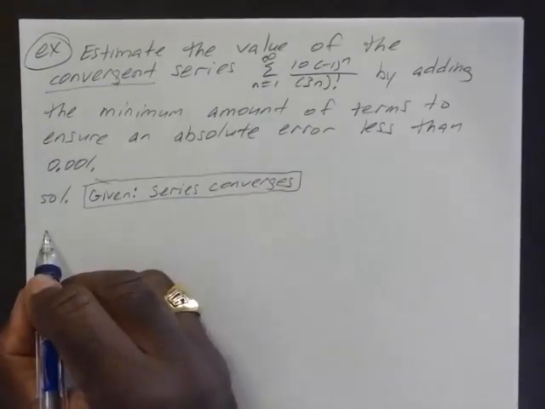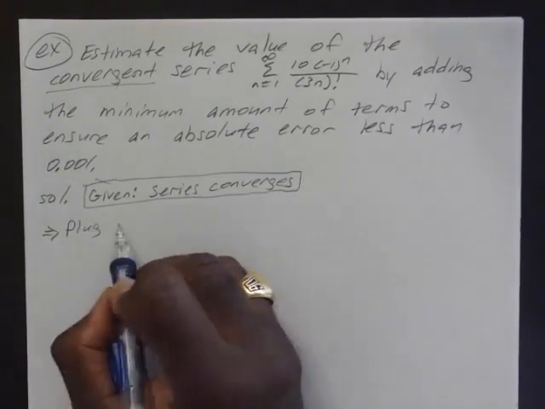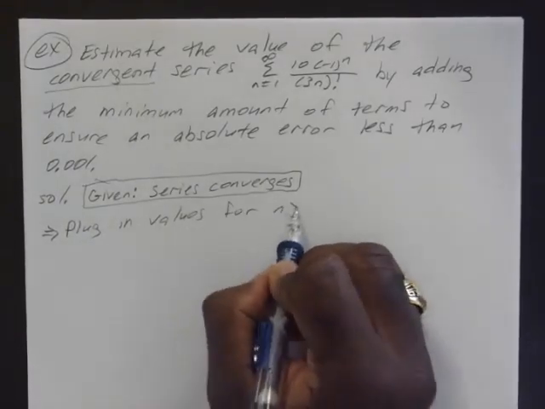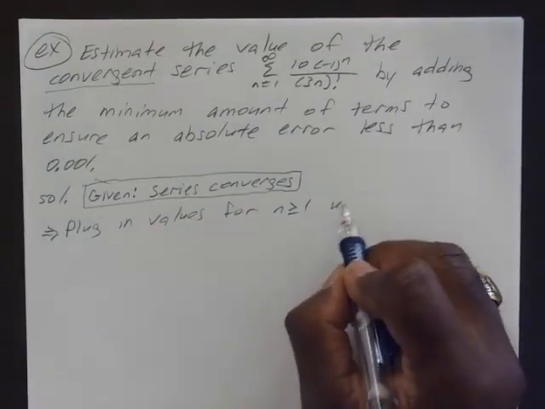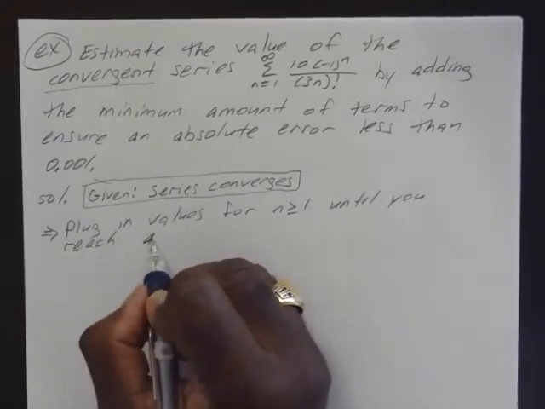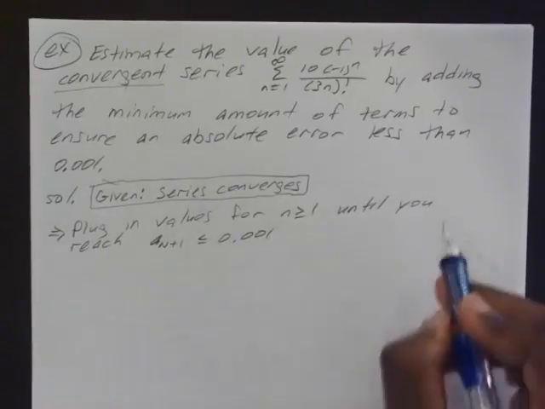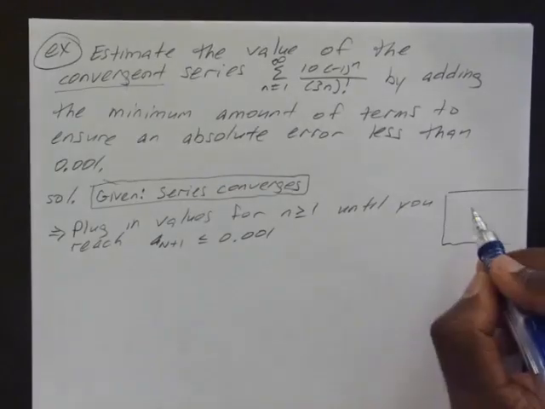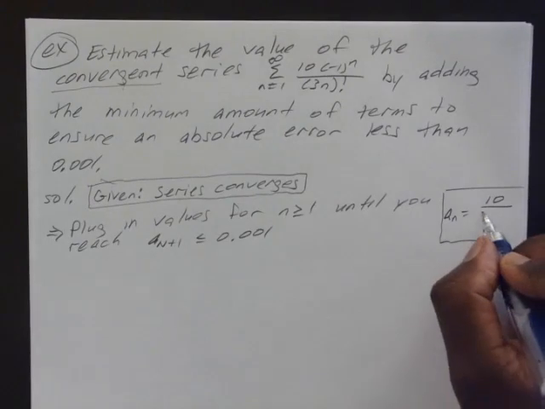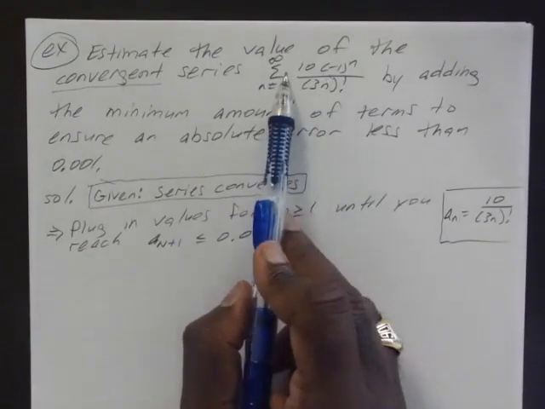Okay, so this one is a little tedious. But we're going to plug in values for n greater than or equal to 1 until you reach a sub n plus 1 less than or equal to 0.001. And of course, a sub n is equal to 10 divided by 3n factorial, because that -1 to the power of n we just factor out to the front.